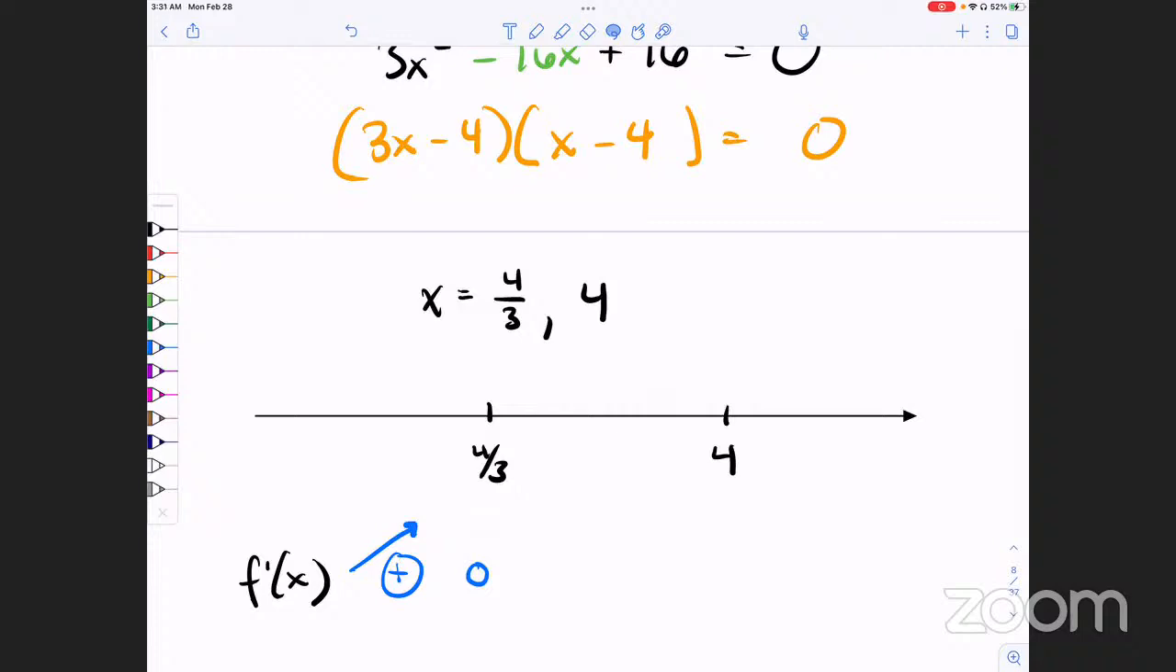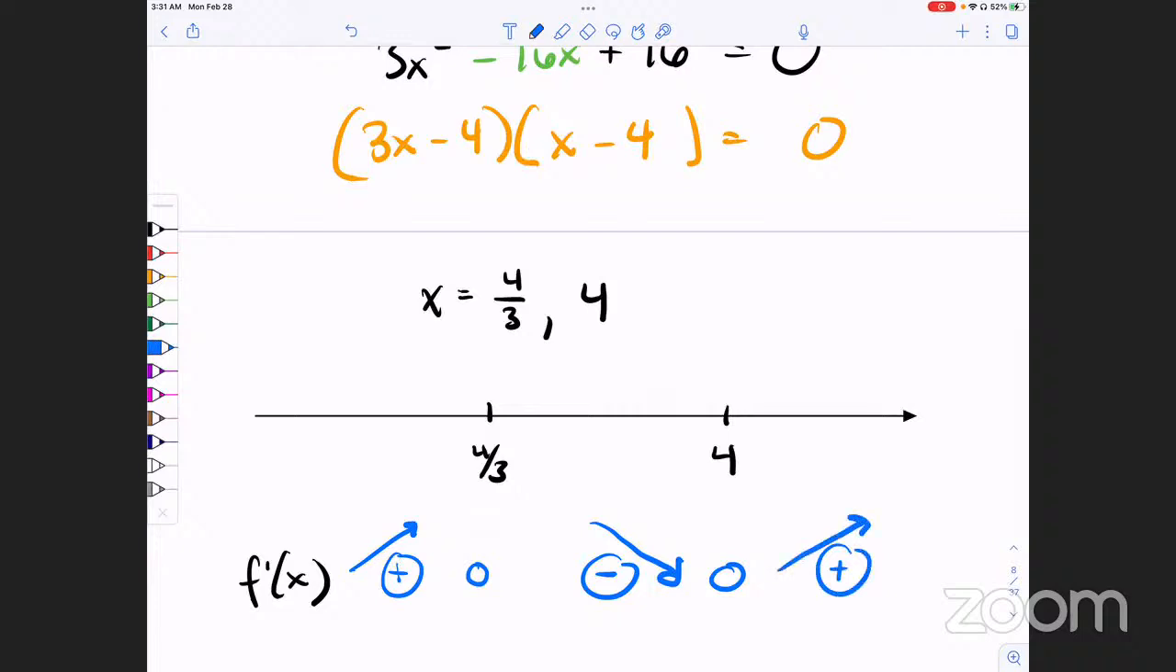That's 1 1/3, so we could choose something like 2. If we put 2 in the first derivative, this is positive, this is negative. So then the first derivative is negative here, so that means the original should be decreasing. Again, this should be 0 in the first derivative. And then to the right of 4, we could test something like 5. This is positive, this is positive. So the first derivative is positive here, which means our original function is increasing.